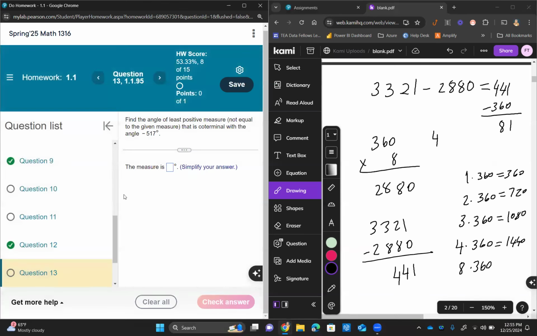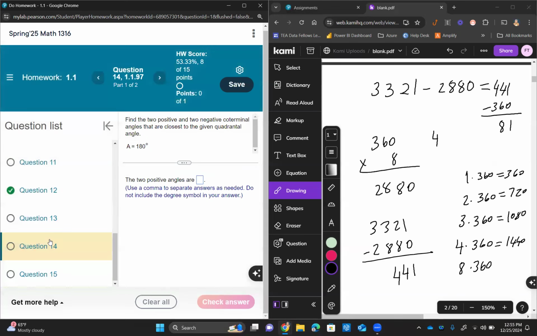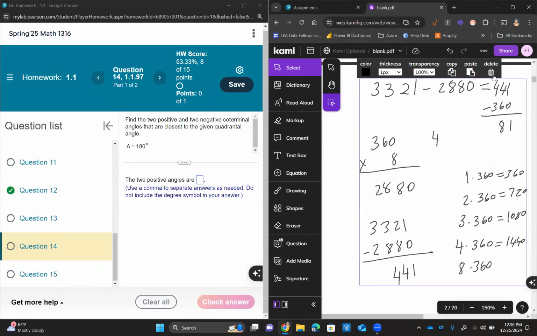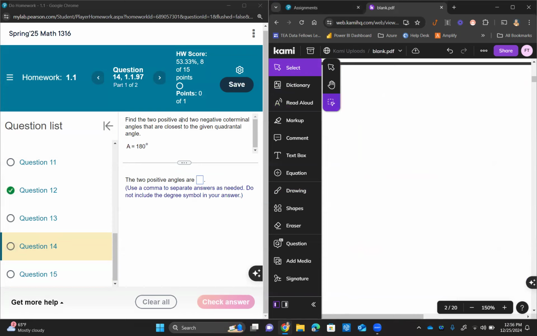That's how we can do the questions. Question 13 is still a coterminal angle and it's negative this time. You know that you're going to add 360 maybe more than one time to find a coterminal angle. Now for question 14, it looks a little bit different than what we have done so far. So let's read the question carefully. Find 2 positive and 2 negative coterminal angles that are closest to the given quadrantal angle.